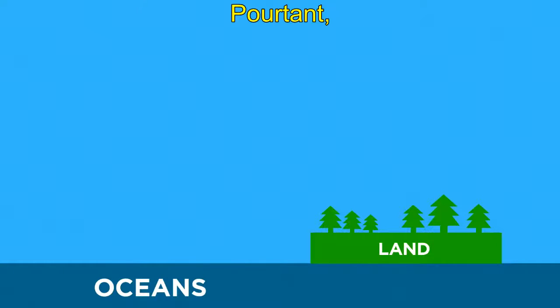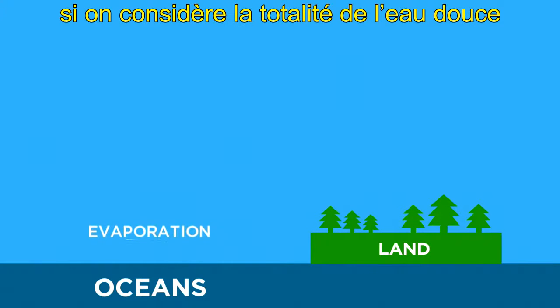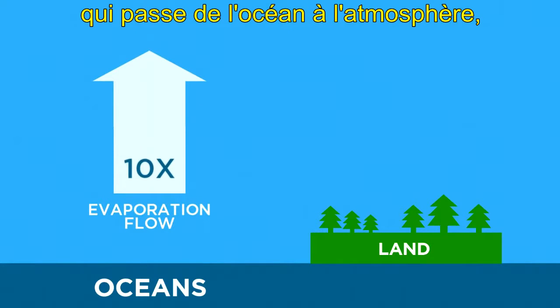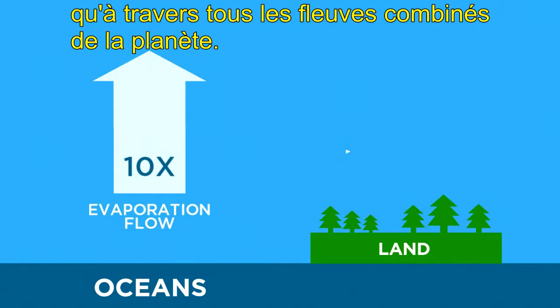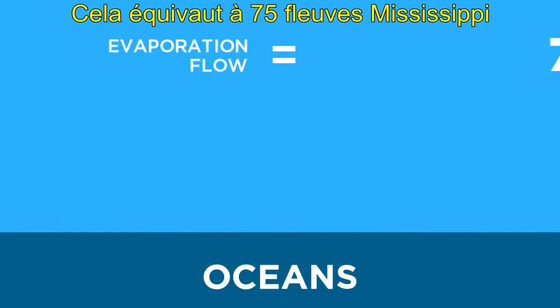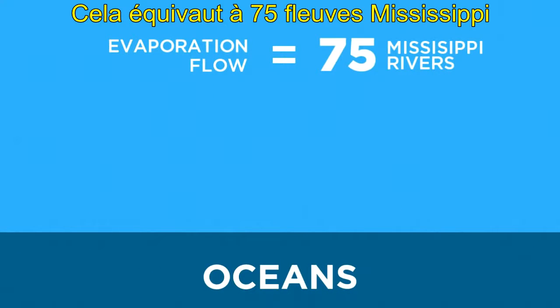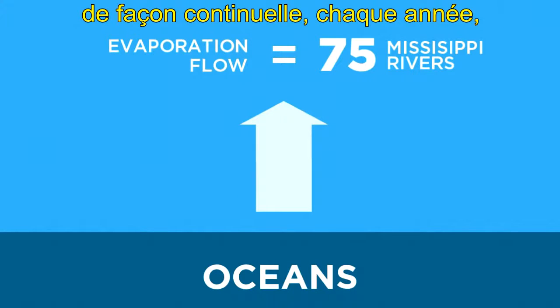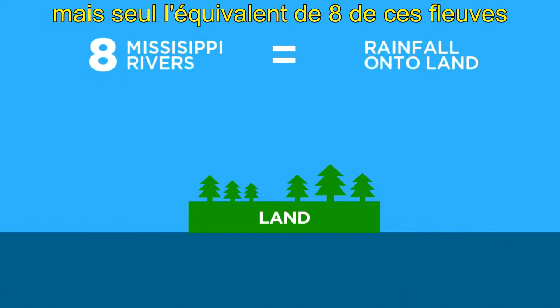Still, looking at the entire amount of fresh water produced by the sun, 10 times more water flows from the ocean up into the atmosphere by evaporation than through all the rivers on Earth combined. This is equivalent to 75 Mississippi rivers flowing from the ocean up into the sky continuously all year round. But only 8 of them deposit their water over the land.